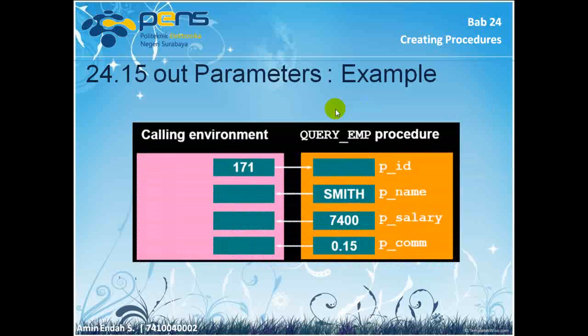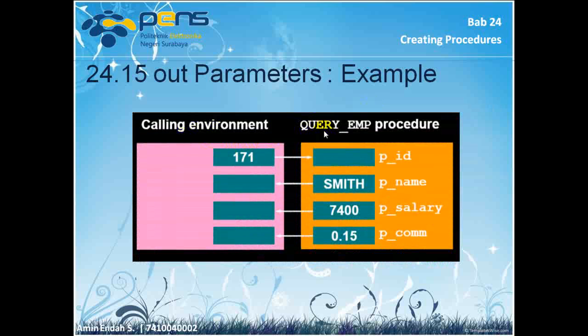OUT parameters example. The calling environment calls the query_employee procedure with 171, and the OUT parameters returned are p_id 171, p_name Smith, p_salary 2,400, and p_commission 0.15.